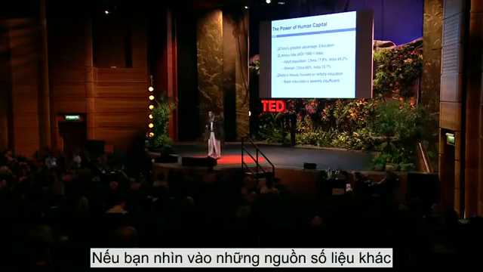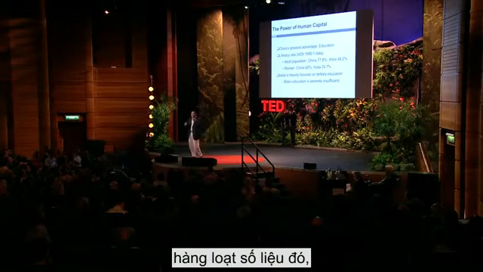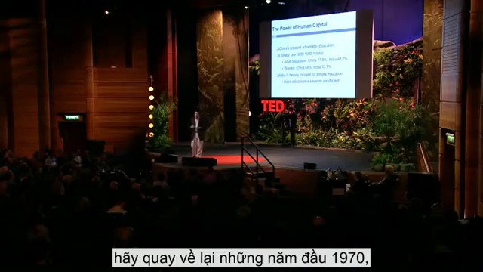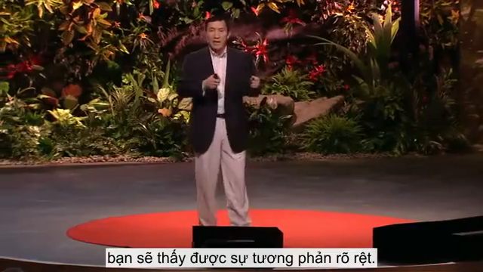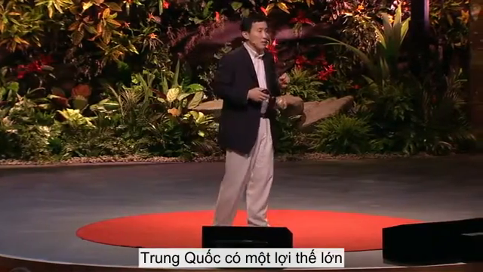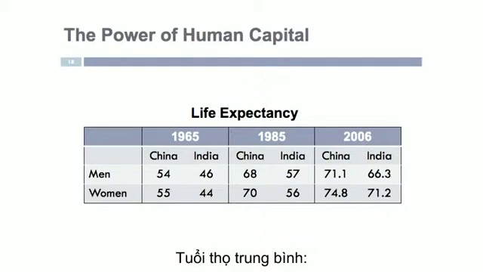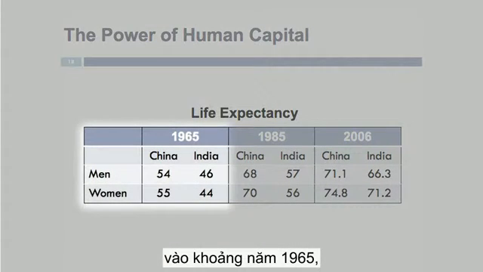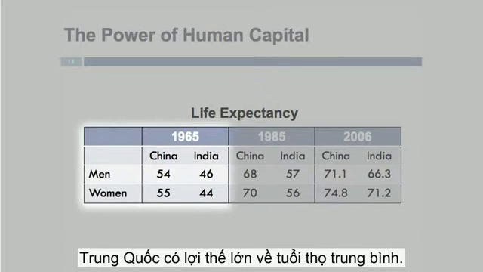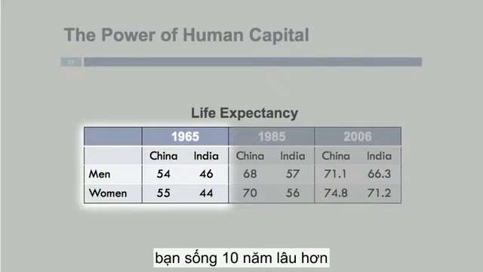If you go to other sources of data, such as Human Development Index, that data series go back to the early 1970s, you see exactly the same contrast. China held a huge advantage in terms of human capital vis-à-vis India. Life expectancy, as early as 1965, China had a huge advantage in life expectancy. On average, as a Chinese in 1965, you lived 10 years more than an average Indian.